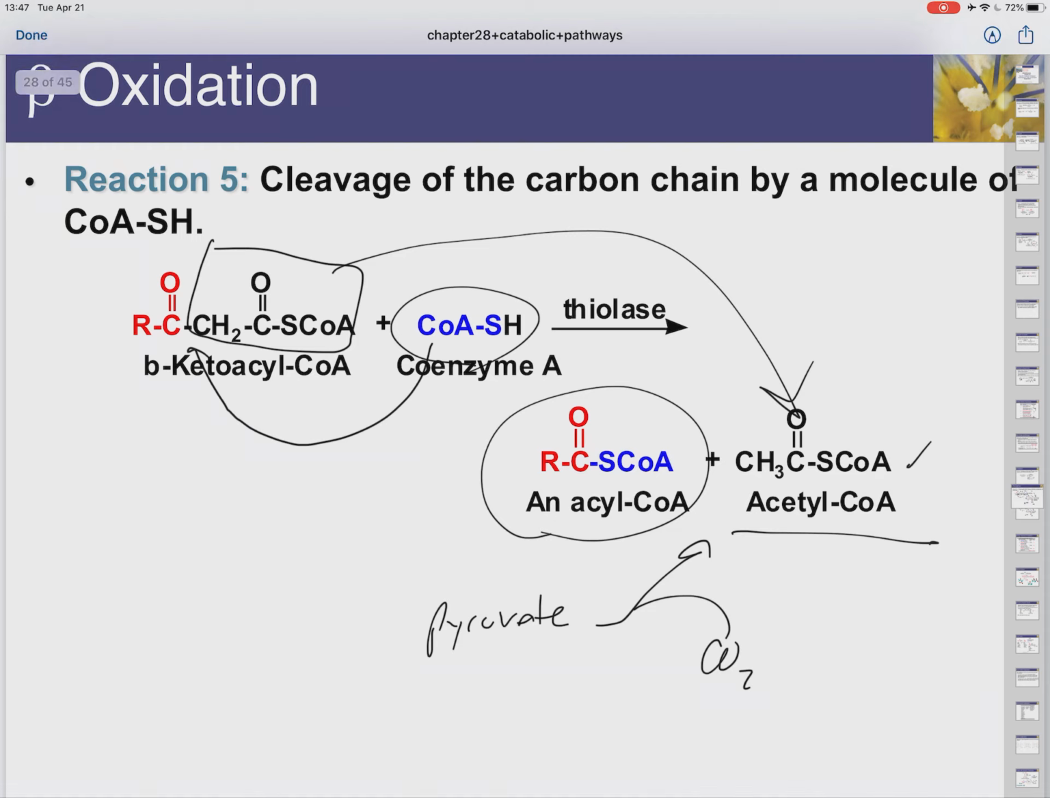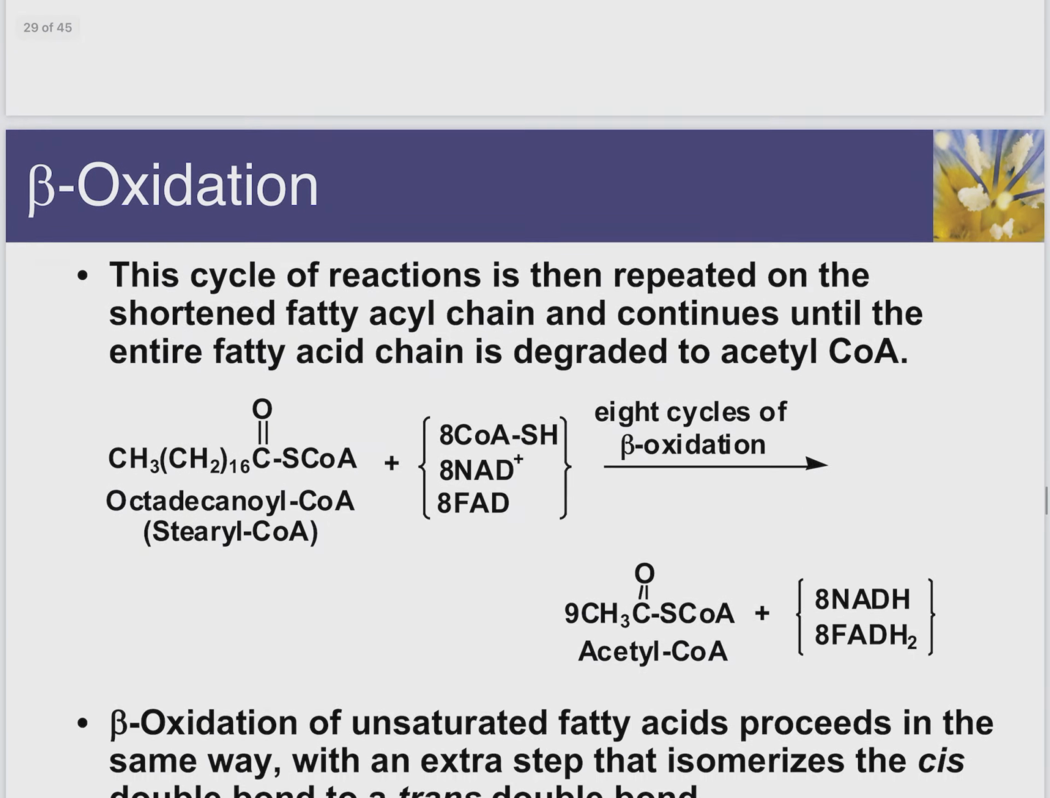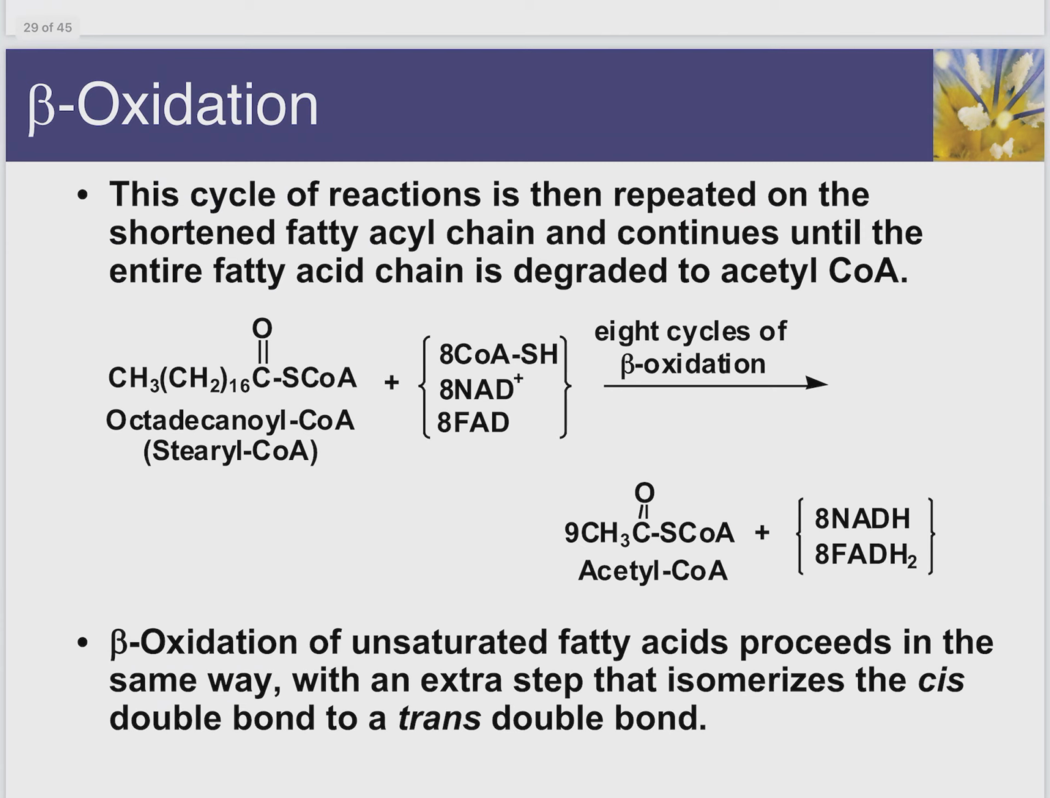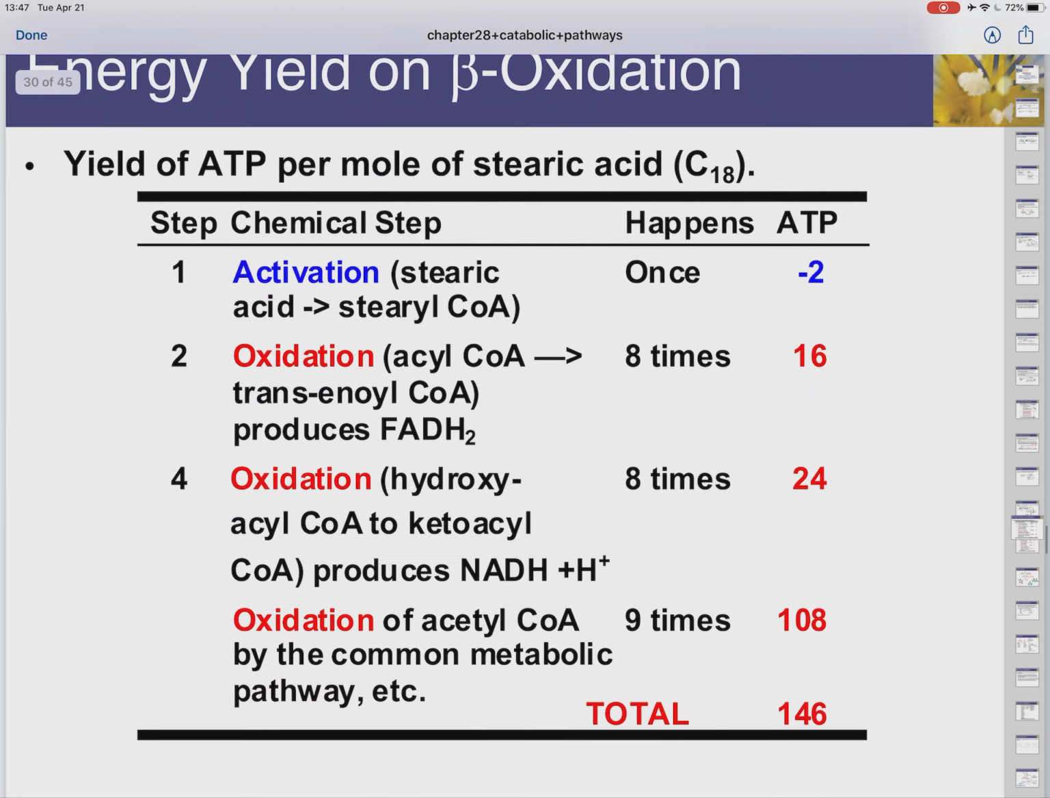So this is called beta oxidation, and it's how we get fatty acids broken all the way down into something that can enter the citric acid cycle. Depending on how many carbons you start with, this repeats over and over. So you can see lots of NADs, lots of FADs. 8 cycles of beta oxidation will ultimately wrap this up. There's an extra step if you have unsaturated fats, where they have to turn cis double bonds into trans double bonds. I don't think we showed that reaction here.